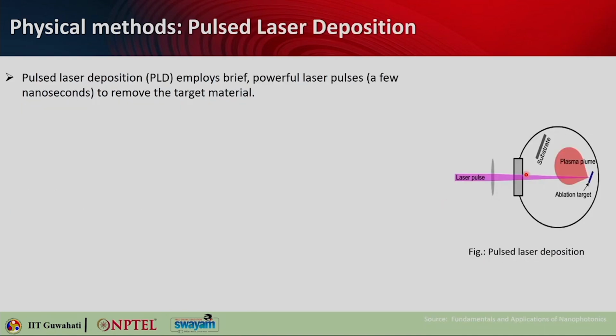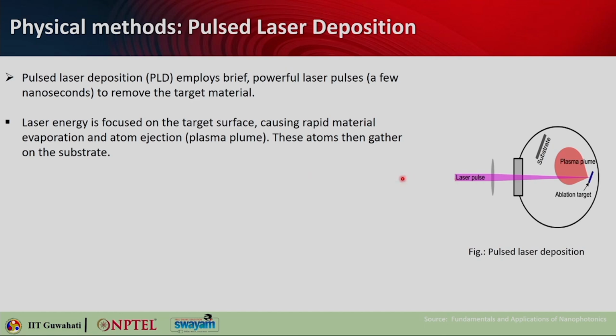Okay. So the next method to develop thin film is pulsed laser deposition. So here the name itself tells you that you are going to use a laser pulse, okay, for depositing thin films. So how does it work? Pulsed laser deposition, or PLD, employs brief powerful laser pulses which are as short as a few nanoseconds to remove the target material. So you can see in the diagram here, you have got a laser pulse, you focus it and you hit the target, okay, and then there is a plasma plume that goes towards the substrate and it gets deposited. So the laser energy here is focused on the target surface, causing rapid material evaporation and atom ejection. So that gives you this plasma plume, okay.